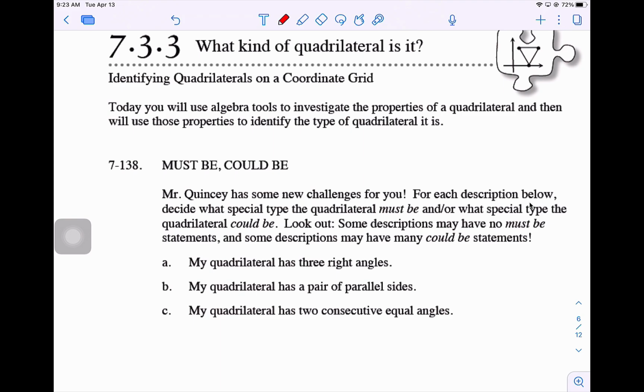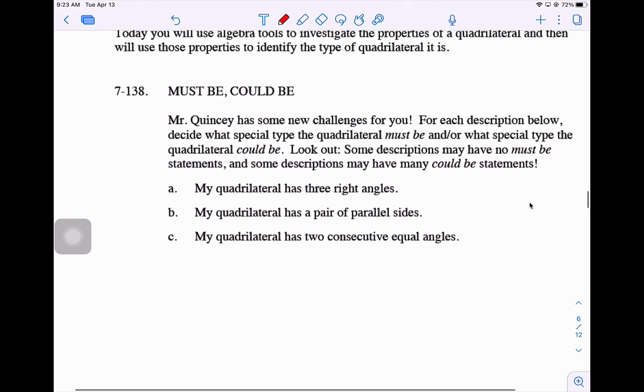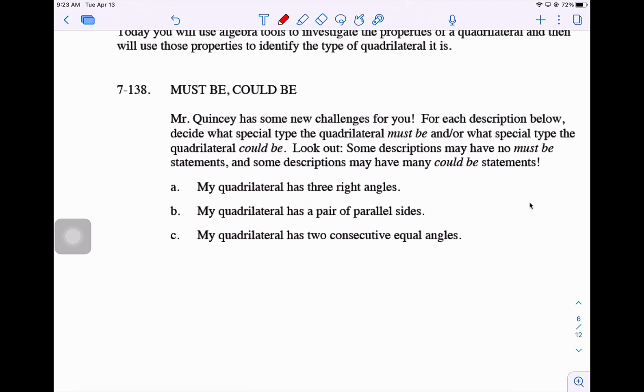Let's take a look at this first problem. Must be, could be, kind of a quick review here. If I've got a quadrilateral that has 3 right angles, what must it be at least?